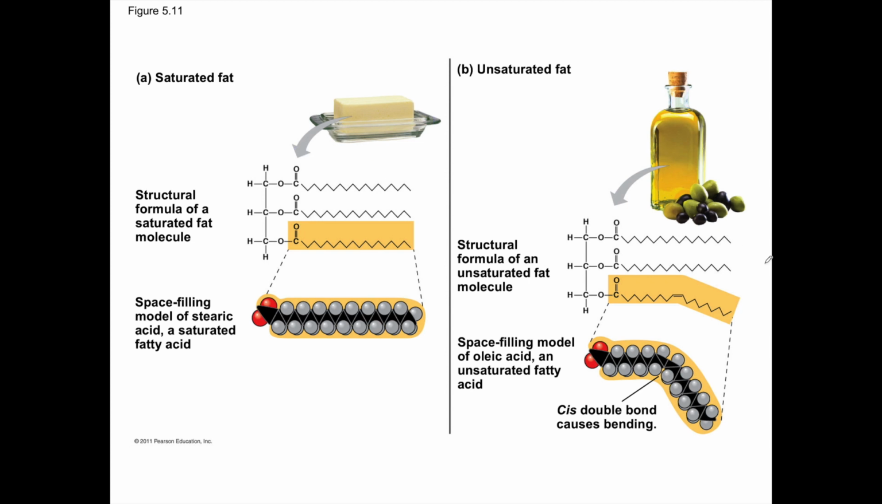In contrast, olive oil, okay, it's also fat. It's also a triglyceride, but it's made of unsaturated fatty acids. It has some double bonds in the carbons. Because of that, it does not have as many hydrogens as possible, and it forms kinks in the chain. Because it has kinks in the chain, it cannot pack as tightly together, so it tends to be a liquid at room temperature. So that's the difference between butter and olive oil. They're both fat, they're both triglycerides. The difference is one is saturated fat, the other is unsaturated fat.